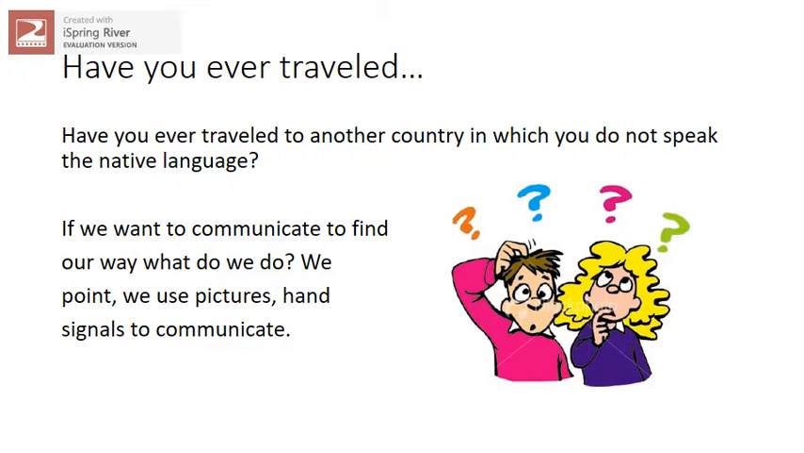Have you ever traveled to another country in which you do not speak the native language? If we want to communicate to find our way, what do we do? You point, we use pictures or hand signals to communicate.